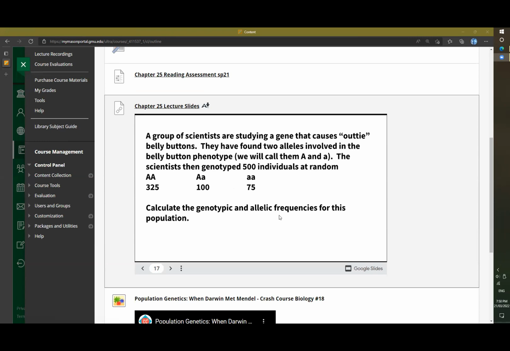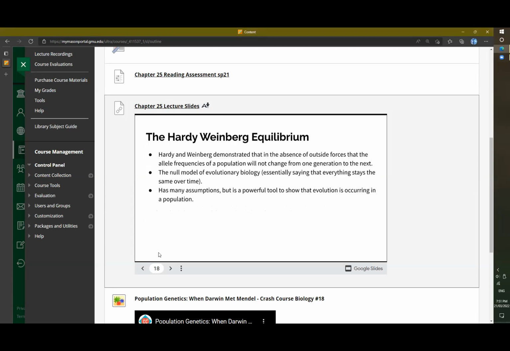Where do we start? Total. Yeah, that number is a good place to start. We find the total number of individuals in this population. 325 plus 75 is 400. Well, actually, I guess it does state that there's 500 individuals.